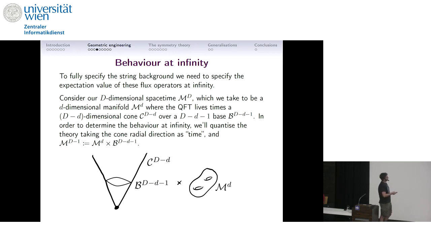Let's keep track of things. So we have some sort of cone and a field theory that lives in d dimensions, the small d. And we start with type IIB, where big D is 10. So we have a cone, which is of D minus d dimensions, and this cone has a base. What I'm going to do to specify the boundary behavior here is to quantize the system, taking the radial direction of the cone as time. So I'm going to take my spatial slice, when I quantize, to be the base of the cone times the spacetime where the field theory lives. And in doing this, I will be able to specify what happens to the fluxes at infinity. That's what I want to learn.